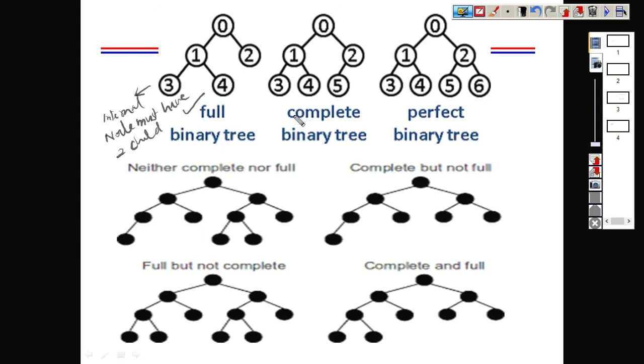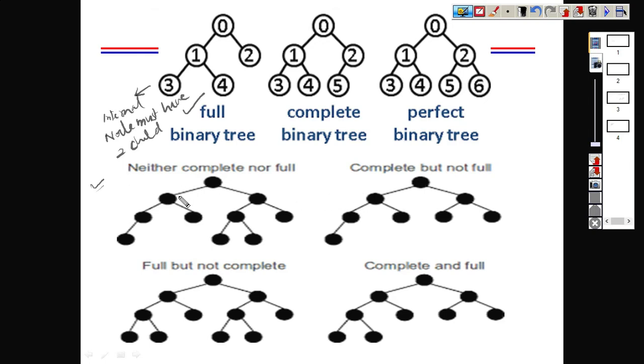Complete binary tree, as I already said, is a tree in which the nodes are inserted from left to right, and the leaves can exist at the last level or at the second last level. So here you can see that the nodes are inserted from left to right, 0, 1, 2, 3, 4, 5, and all the leaves exist at the last level. A perfect binary tree is a tree which is actually complete and also full, and all its leaves exist at the last level. So let us see what kind of trees are represented here.